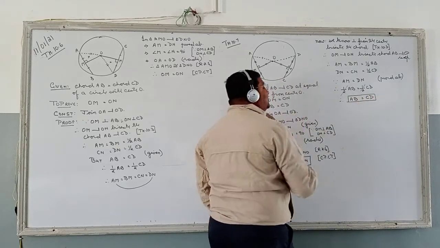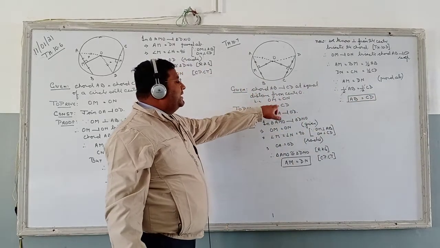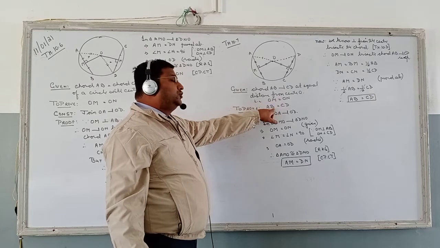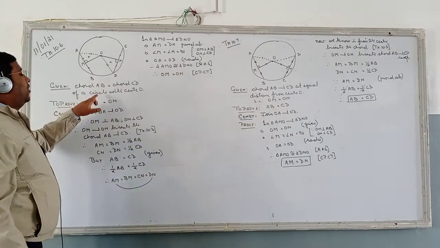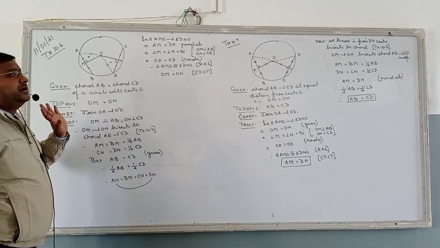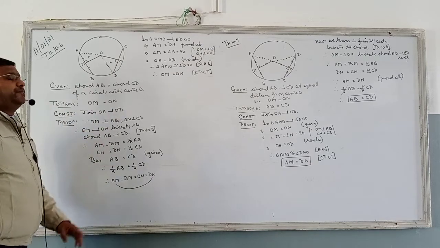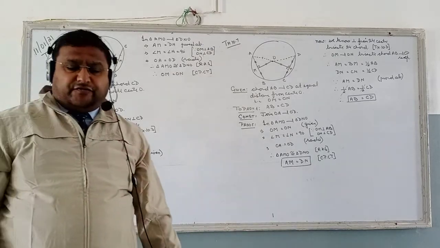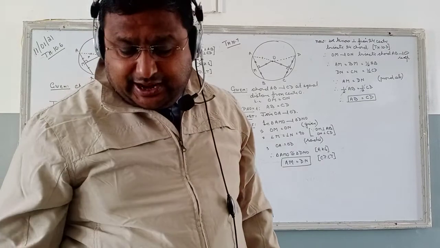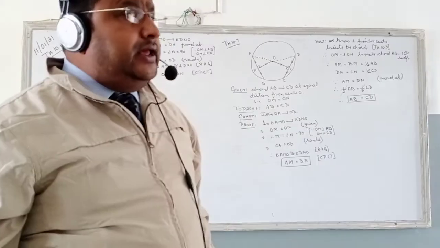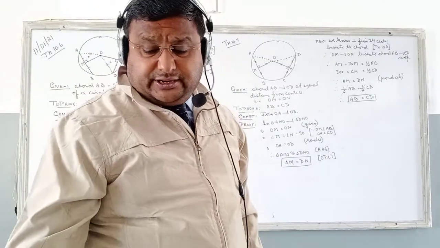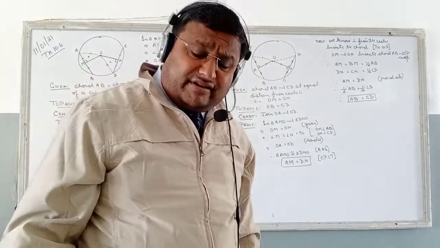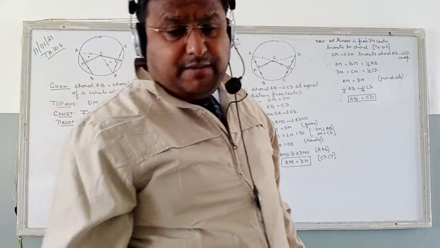So that means, if the chords are at equal distances, they are also equal. If equal chords are there, they are equidistant from the center. Very important theorems, 10.6 and 10.7. Now students, please practice these theorems in your notebooks. Write them. They are very important.